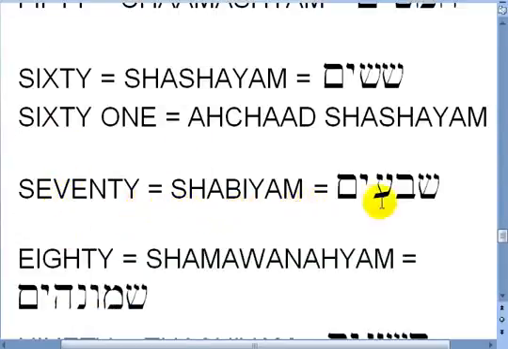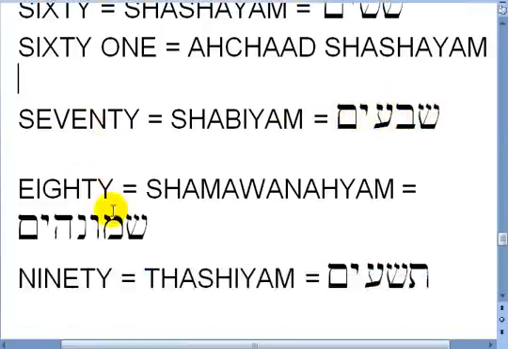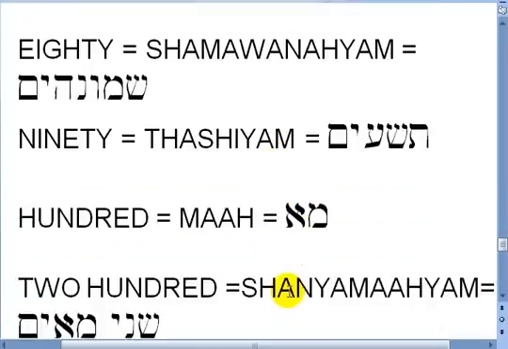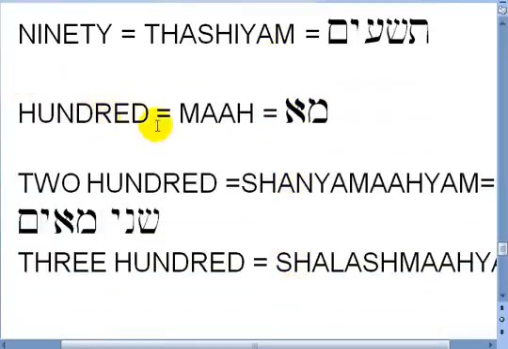Then you get to 70. Shabayim. You see Shabai is 7, and then the yum is like adding 10 to it. So Shabayim is 70. Shamawana Yum is 80, because Shamawana is 8, and then the yum makes it 80. 90 is Thashayim. Thashai is 9, then the yum makes it 90. And then you get to 100, which is Ma'ah. The number 100 is Ma'ah.